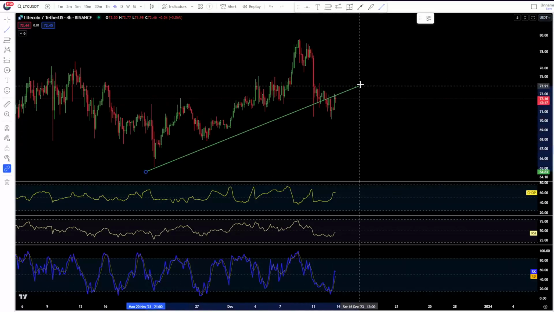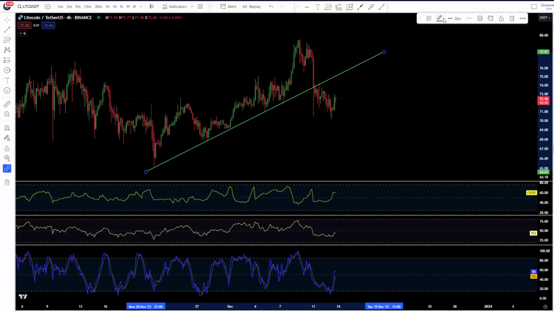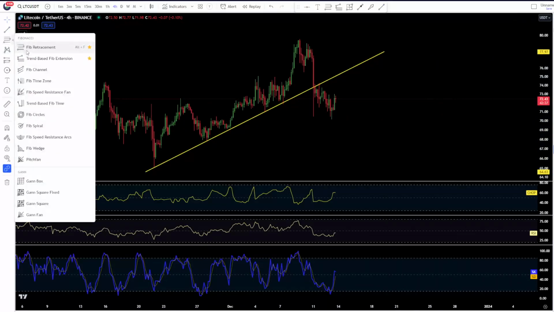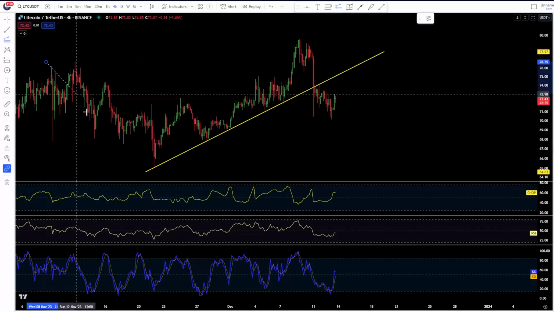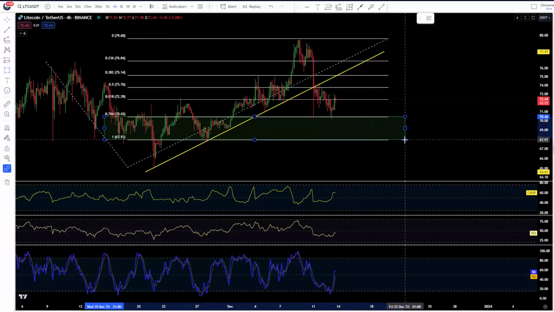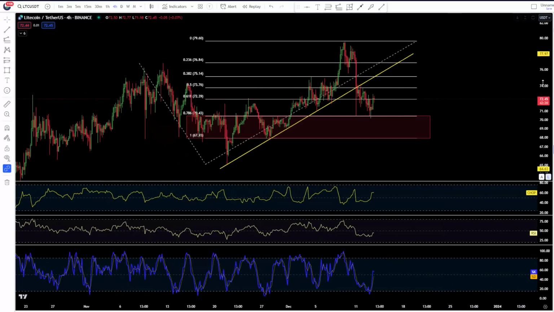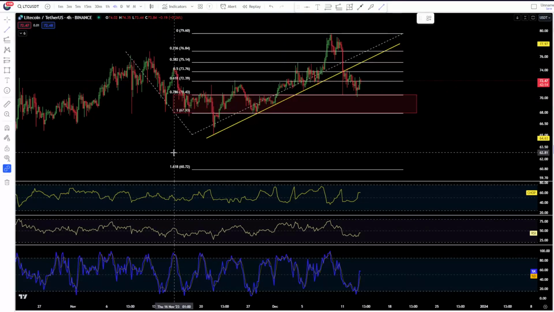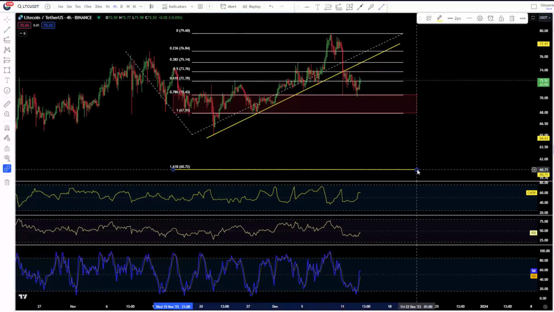Going further, we will check the behavior of LTC over a 4-hour interval. As we can see, the price, with a dynamic movement, broke the local upward trend line at the bottom. When we unfold the trend-based fib extension grid, we can see that the price has retreated to a strong support zone from $70 to $67. However, if this zone is broken, we may see further declines towards the support level of $60.